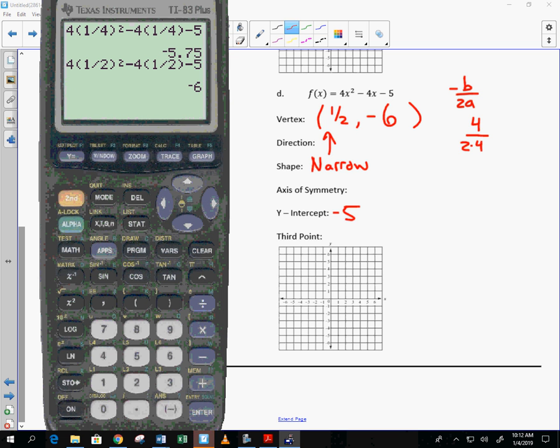Good catch. I make mistakes every day. Okay, I plot that. 1/2, -6. Axis of symmetry, x equals 1/2. Good.